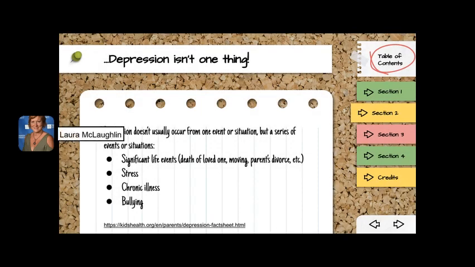Depression isn't one thing. Depression doesn't usually occur from one event or situation, but it's a series of events or situations. So it could be a significant life event like the death of a loved one, moving, a parent's divorce, many other things. It could be stress from school, from athletics. It could be a chronic illness, and it could be bullying.